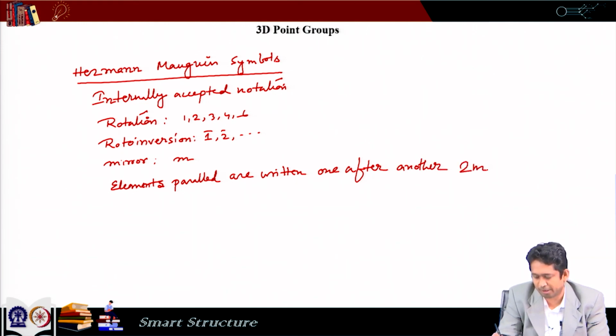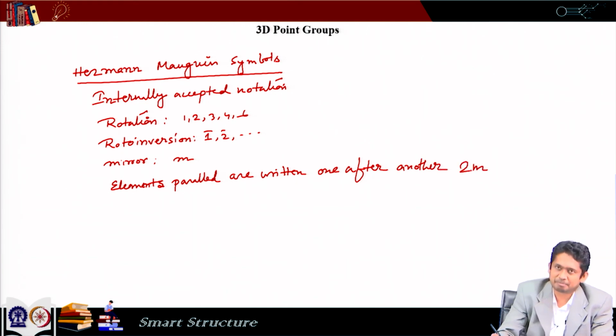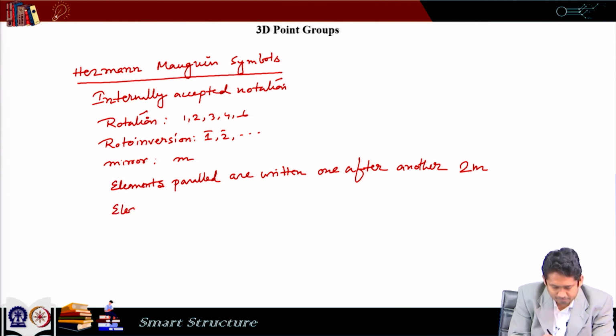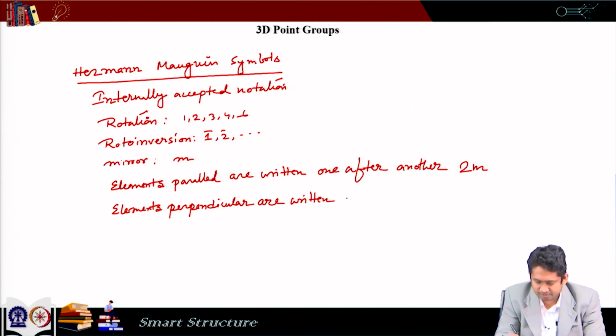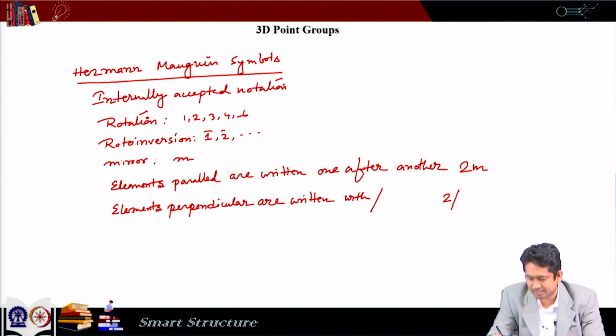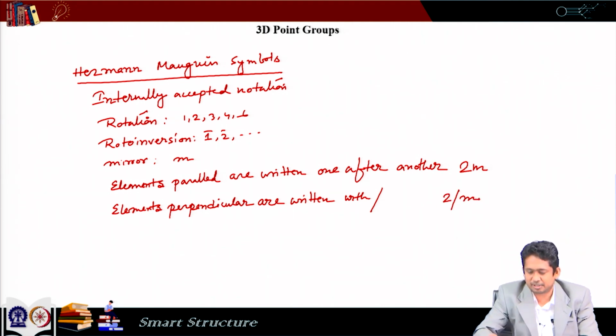Like 2m, a two-fold axis and a mirror parallel to the axis, and elements perpendicular are written with a slash. For example, for a two-fold axis, if there is a mirror which is perpendicular to the axis, then it is 2/m. Now, let us look into this.